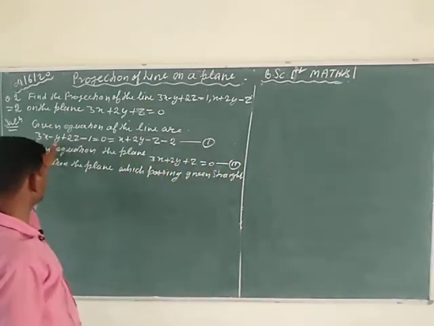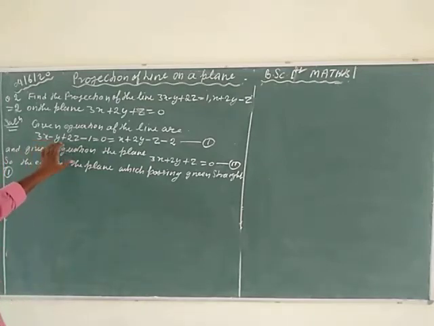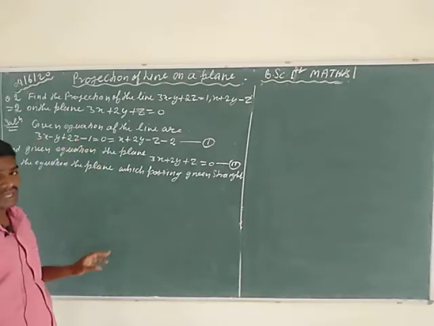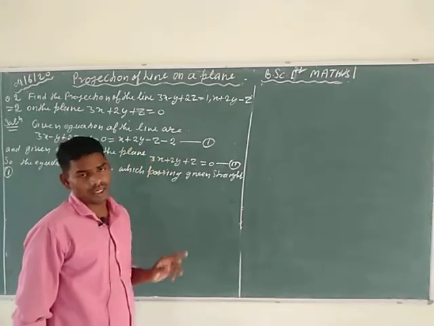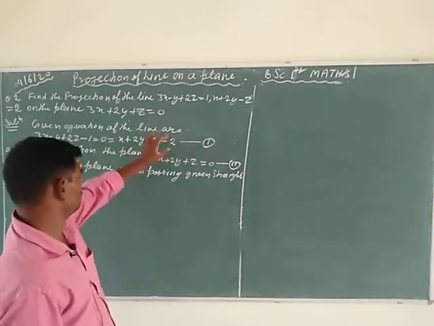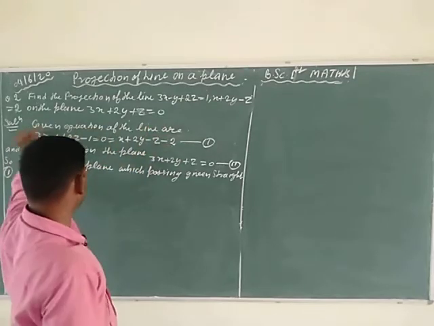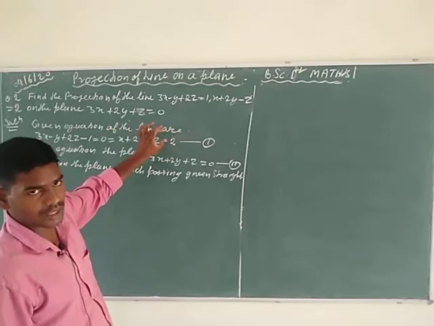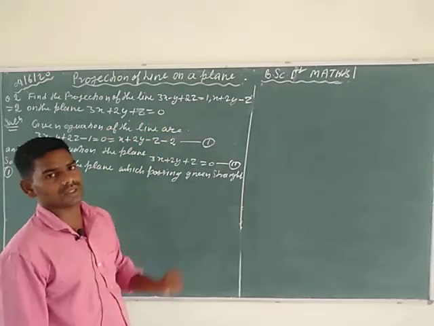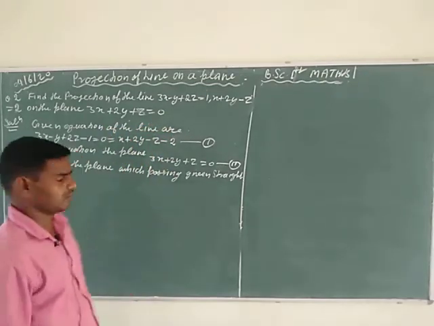Here the first intersecting plane equation is 3x minus y plus 2z minus 1 is equal to 0, and the second intersecting plane is x plus 2y minus z minus 2 is equal to 0. So when we write any equation of a plane passing through this intersecting line, we write the combined equation of these two equations.